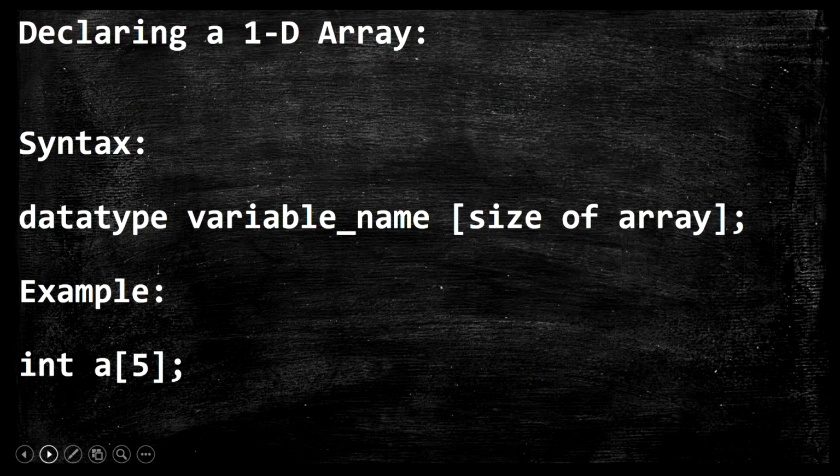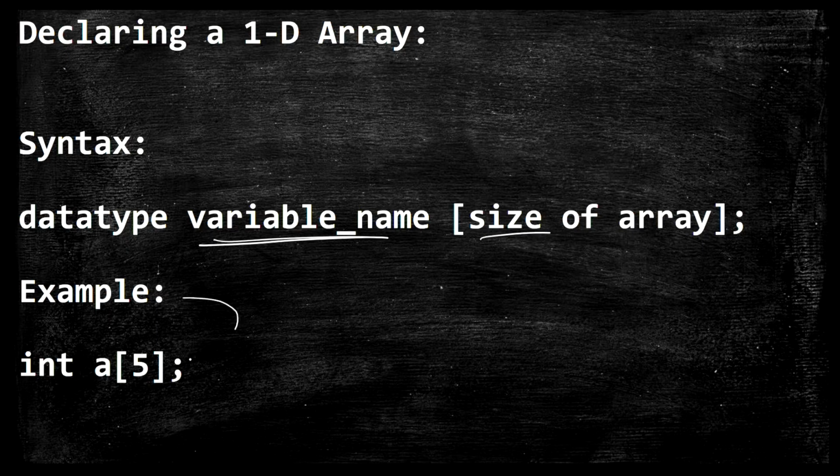Okay. So now let's move to the next topic. We will now learn how to declare a 1D array. So how do we declare it? We have to write the data type of the array, the type of data we are going to store in the array. Then we write the name of the array, and then we define the size.